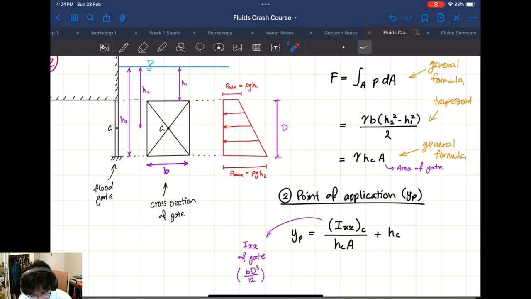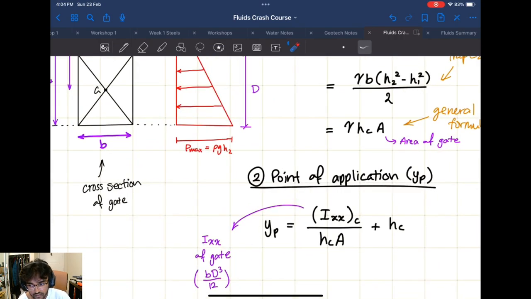So this is a formula that you guys don't have to derive. They do derive it in the lecture, but you can just straight up use this formula. It's actually on the formula sheet as well, which is really, really good. So the point of application, YP, is equal to the second moment of area, sorry, the moment of inertia of the gate around the centroid. That's why the centroid is there.